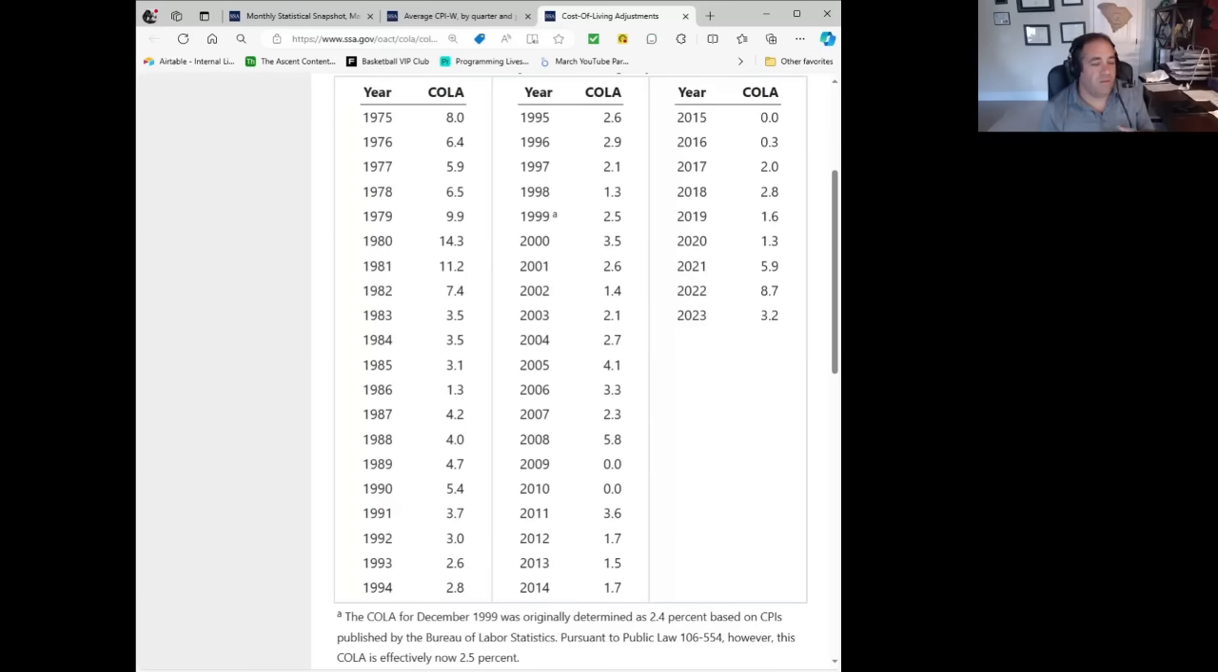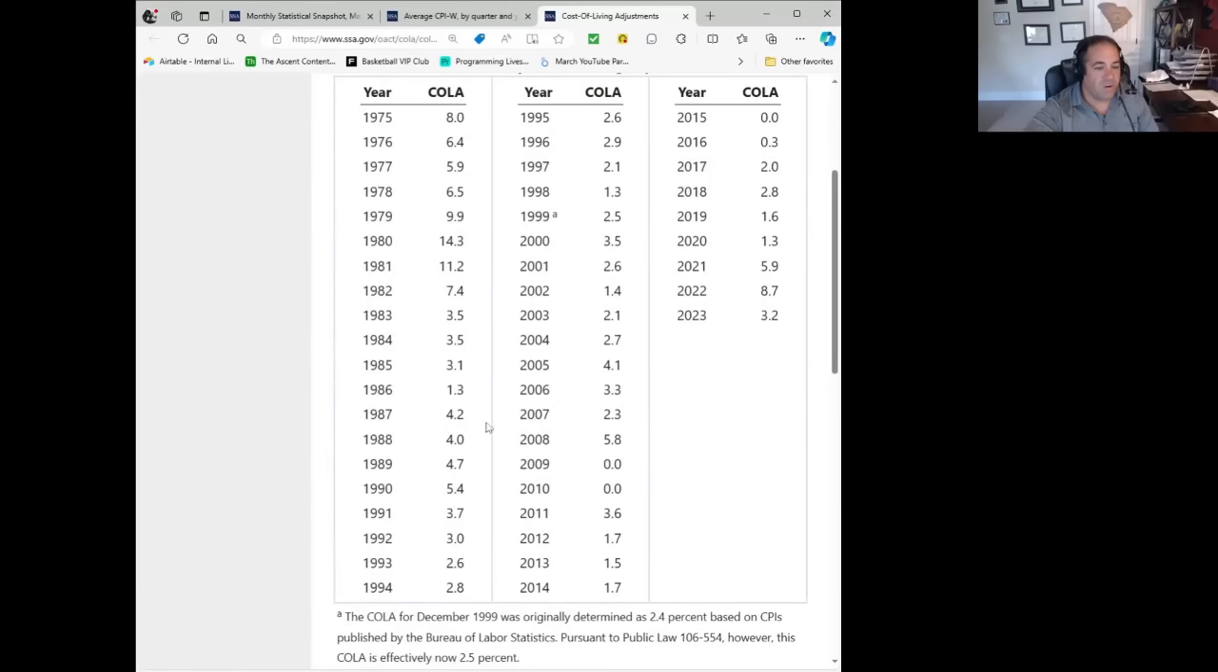If you look at all this, you can see that the highest cost of living adjustment there's ever been was in 1980 when retirees got a 14.3% adjustment. The lowest was zero in a few different years, actually. Right around the time of the financial crisis, there were 2 consecutive years where we were in a deflationary environment for some of it, and the cost of living adjustment was zero. That happened again in 2015. There have been some very small ones like the 0.0 or the 0.3 you see in 2016.